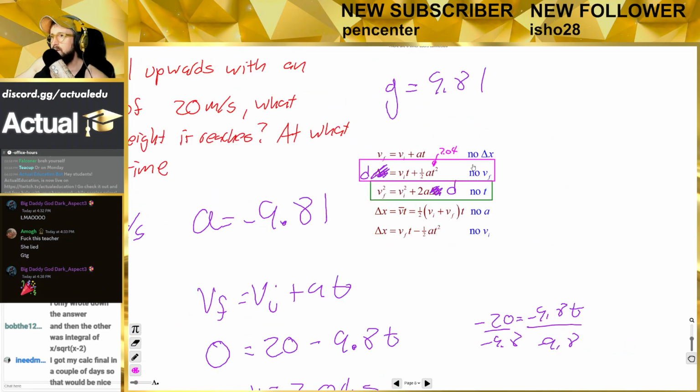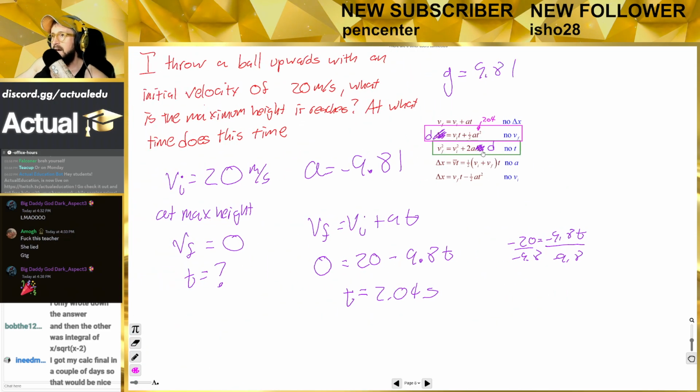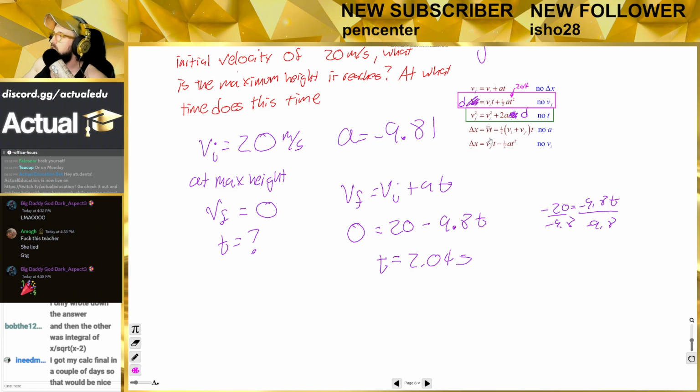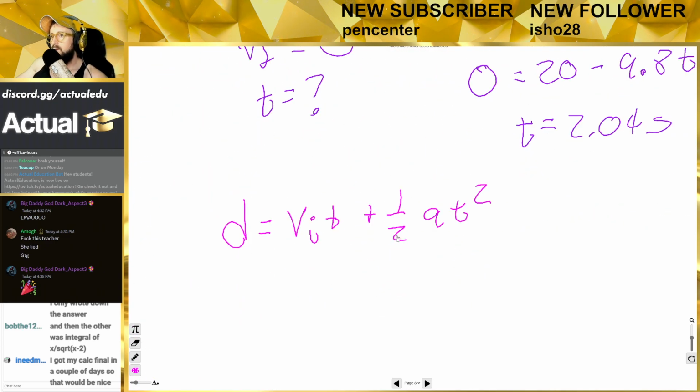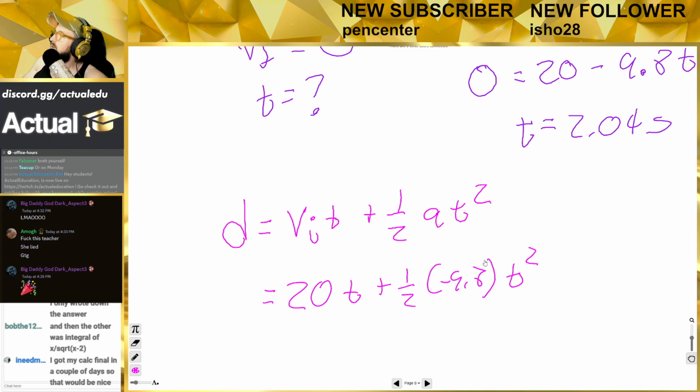That equation, watch this, Jamarcus. This is why this becomes the same thing. If I use this equation where I say D is equal to V_I T plus 1/2 times A T squared, we know the initial velocity was 20, so this is going to be 20T plus 1/2 times negative 9.81, because acceleration due to gravity is negative 9.81, times T squared.